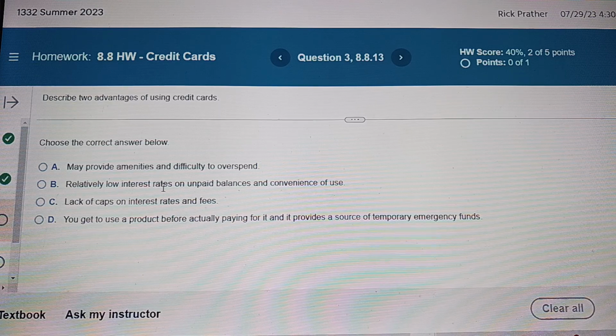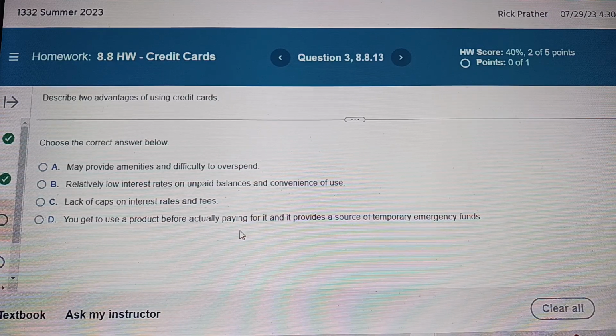Relatively low interest rates, definitely not. Credit cards always come with higher interest rates than anything else in life, really. So that's another downside to them, is the interest rates are very high. Lack of caps, no, they charge you whatever they want, really. So it must be this one. You get to use a product before actually paying for it.